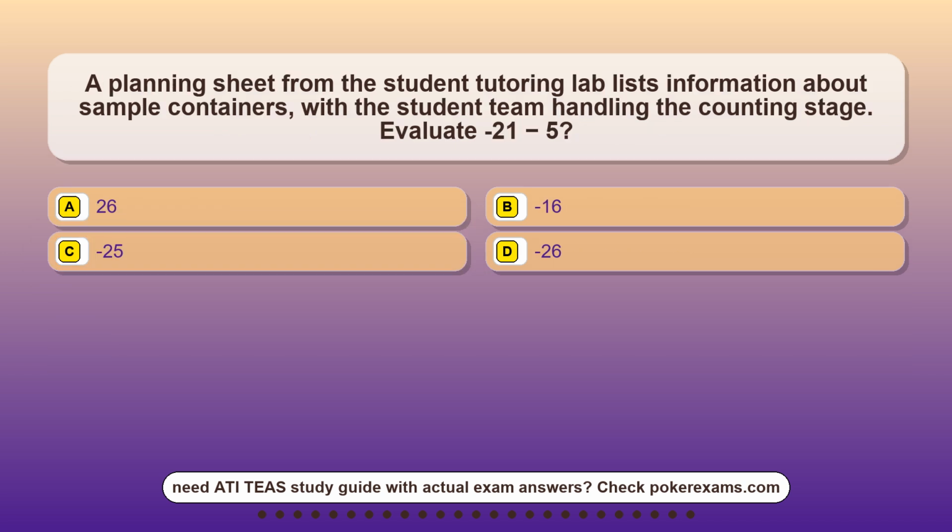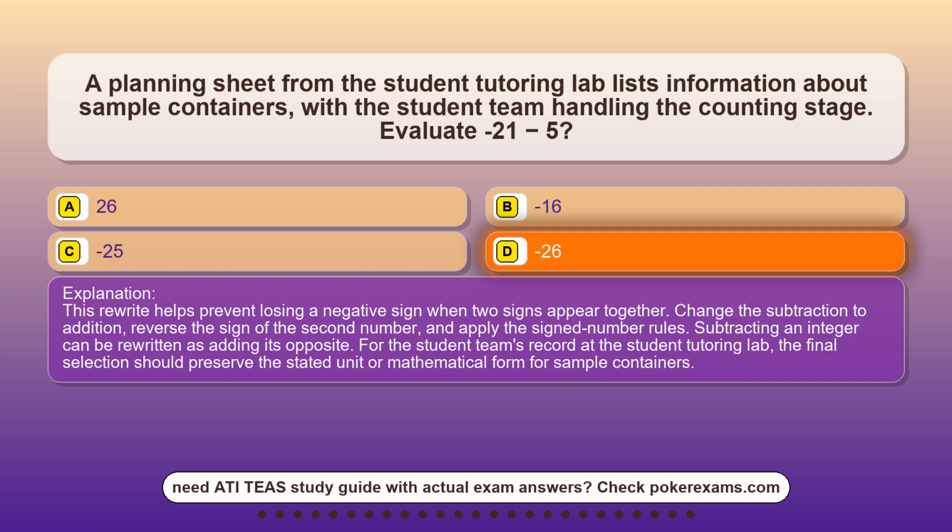Question 3. A planning sheet from the student tutoring lab lists information about sample containers, with the student team handling the counting stage. Evaluate negative 21 minus 5. Option A, 26. Option B, negative 16. Option C, negative 25. Option D, negative 26. The correct answer is option D, negative 26.